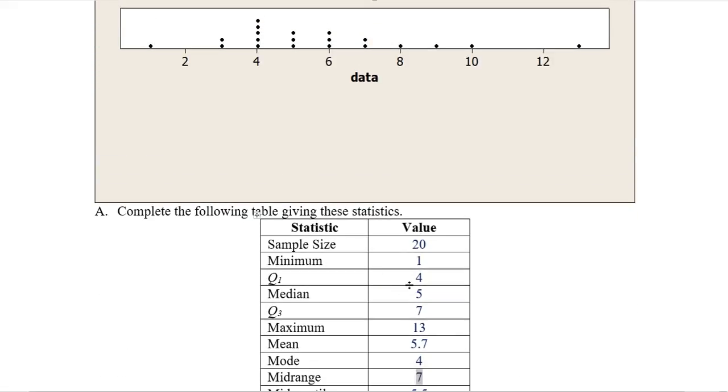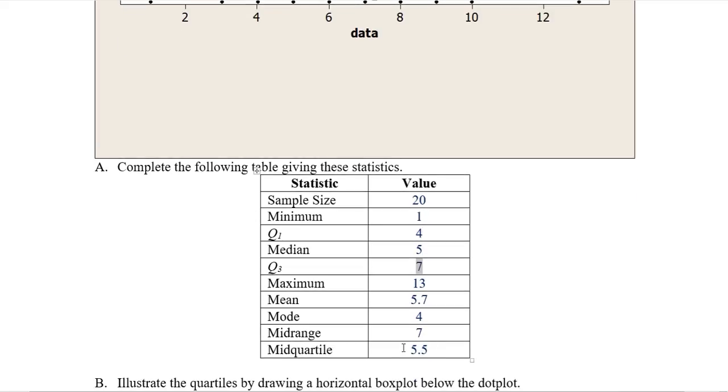The mid-quartile, once we have our quartiles figured out, 4 and 7, we just find halfway between those two, which is 4 plus 7 is 11, divided by 2 is 5.5, and that's the mid-quartile.